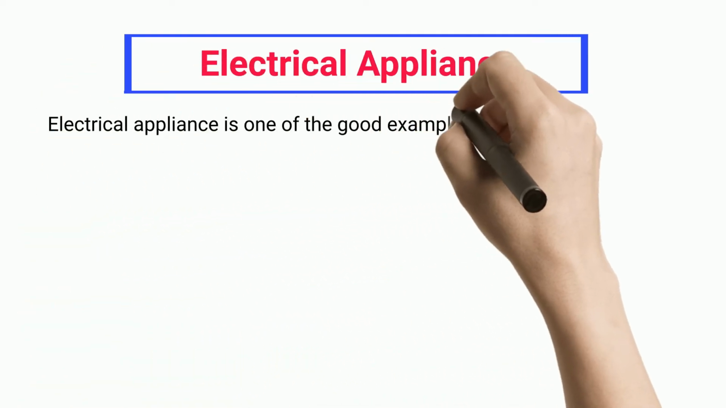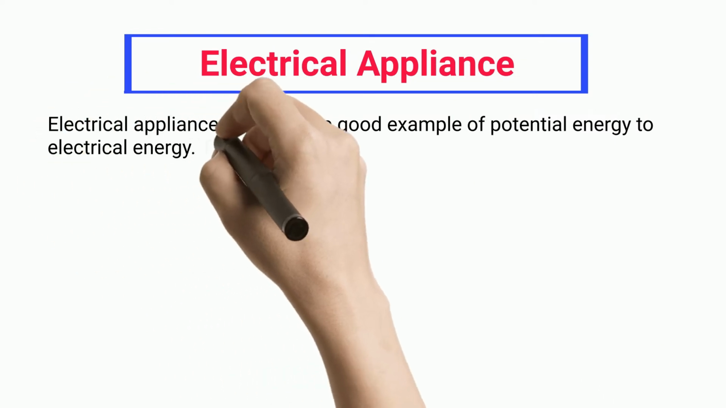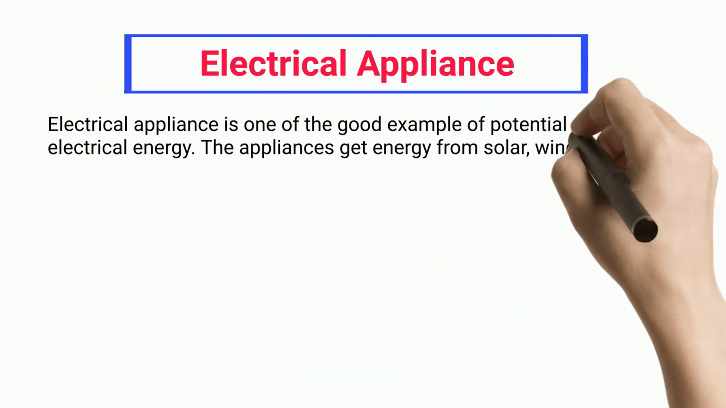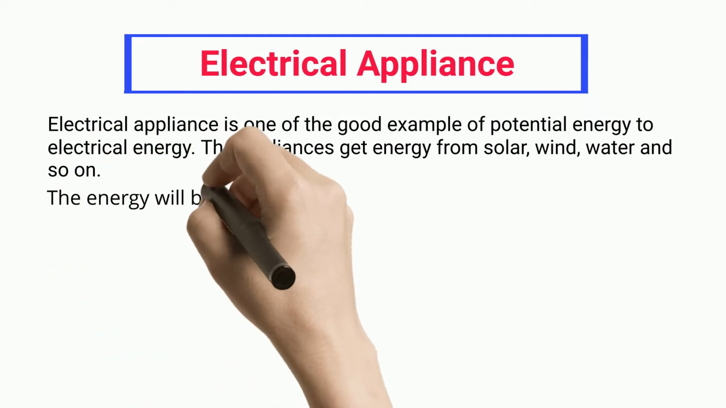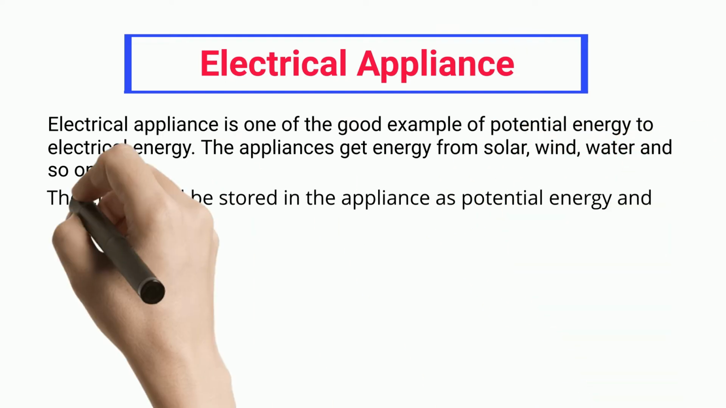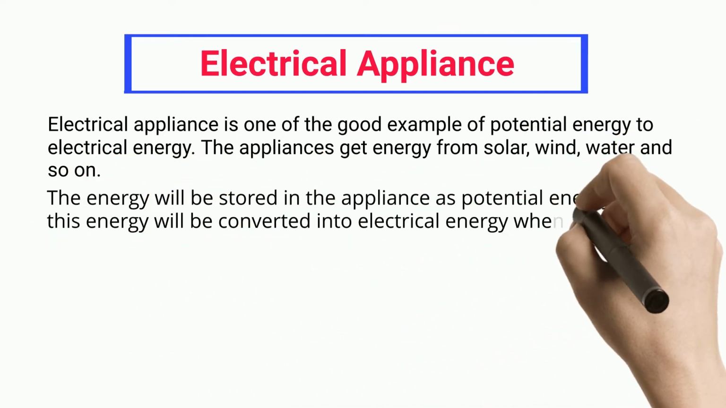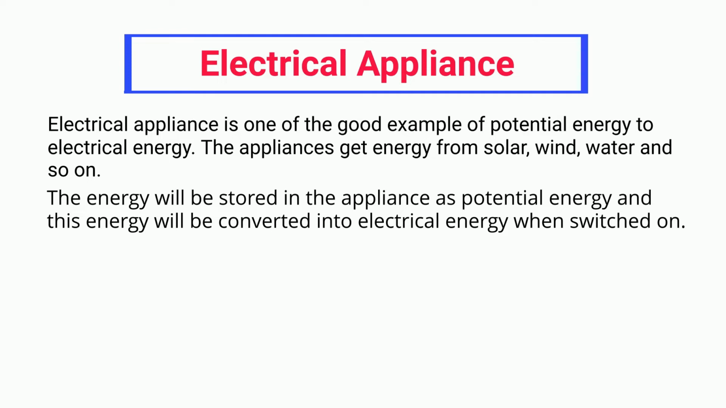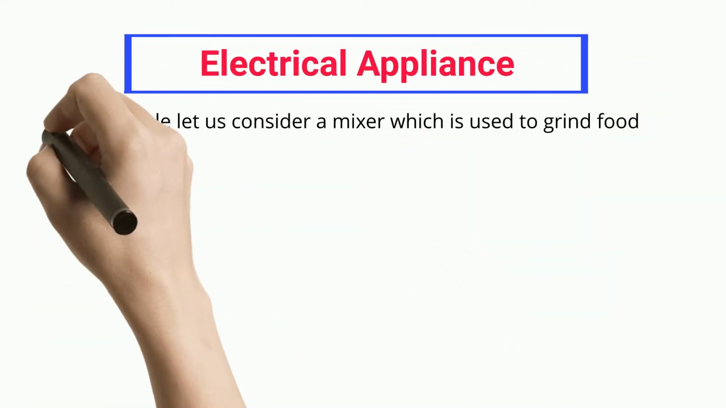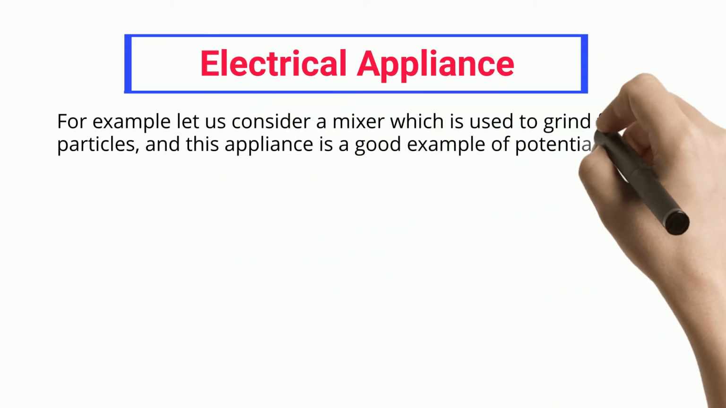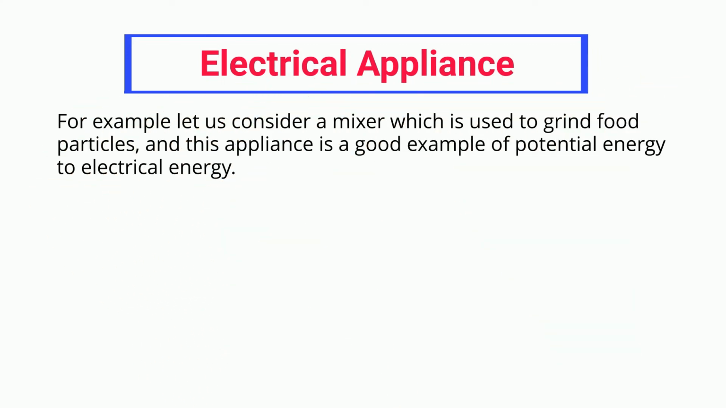Electrical appliance. An electrical appliance is one of the good examples of potential energy to electrical energy. The appliances get energy from solar, wind, water, and so on. The energy will be stored in the appliance as potential energy, and this energy will be converted into electrical energy when switched on. For example, let us consider a mixer which is used to grind food particles. This appliance is a good example of potential energy to electrical energy.